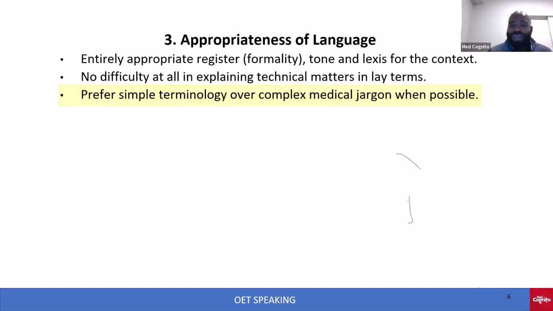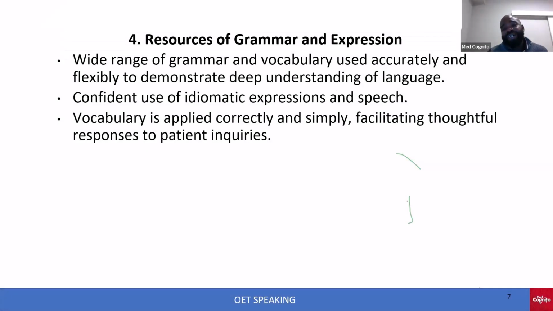The fourth criteria that you will be judged under will be your grammar and expression. And so over here, the examiner is looking for the fact that you have a rich array of grammar and vocabulary, which you are using correctly, accurately. You have to demonstrate a deep understanding of the English language by the grammar and the vocabulary that you choose to use in your expression.